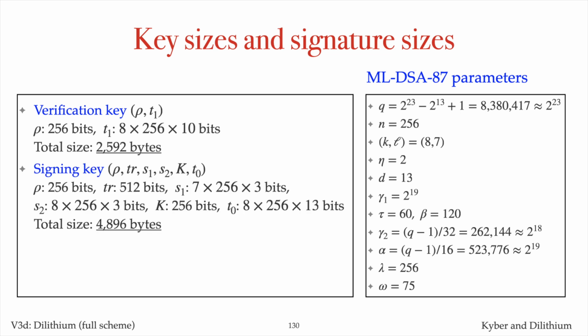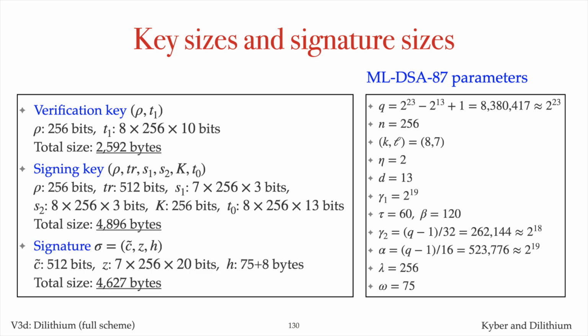The signing key size is 4,896 bytes. The coefficients of polynomials in S1 and S2 are 3 bits in size. This is because eta 2 is 2, and so 3 bits are needed to represent the 5 possible values -2, -1, 0, 1, and 2 for a coefficient. The coefficients of polynomials in T0 are each 13 bits in size. This is because D is 13.